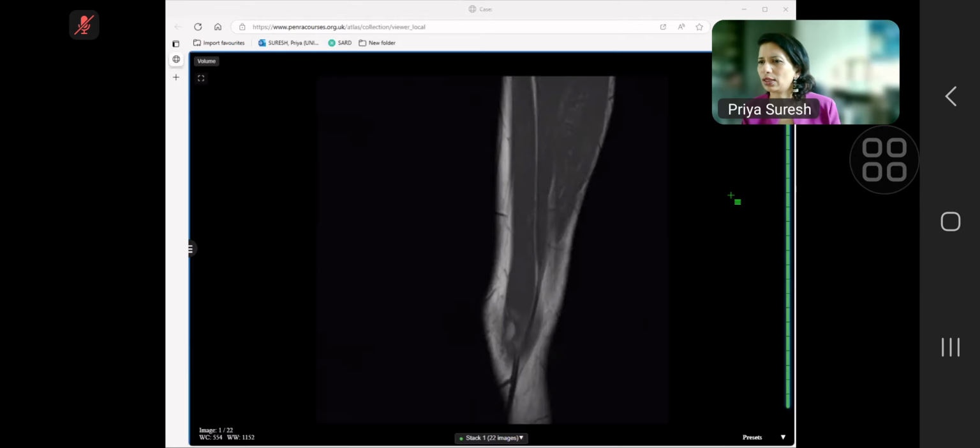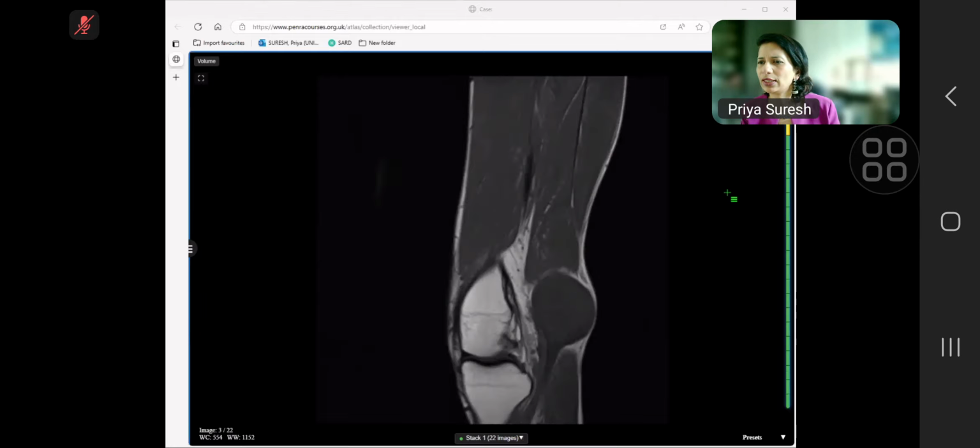So this is a young patient presenting with increasing pain in the knee. Okay. This is the MRI knee, T1 weighted images, in which I can appreciate a soft tissue intensity, well-defined lobulated mass in the popliteal fossa.